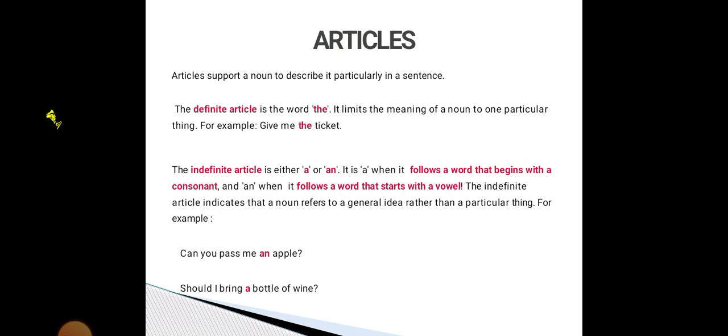The second one is indefinite articles. What are indefinite articles? A and an are called indefinite articles. A is used before a word that begins with a consonant sound, and an is used before a word that starts with a vowel. The indefinite article indicates that a noun refers to a general idea rather than a particular thing. For example, can you pass me an apple? Should I bring a bottle of wine? These are called articles.